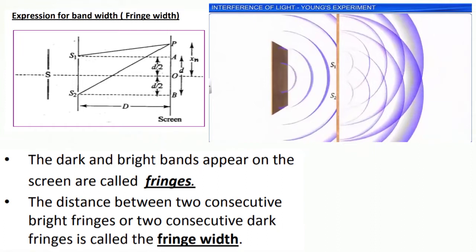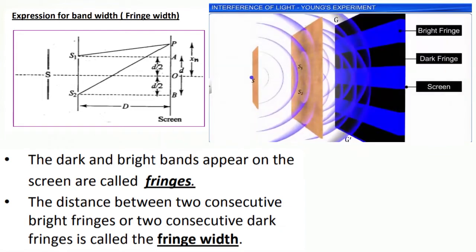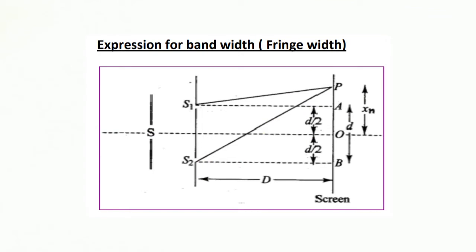The dark and bright bands that appear on the screen are called fringes. The distance between two consecutive bright fringes or two consecutive dark fringes is called fringe width. Here S1 and S2 are two slits and there is a screen. D is the distance between the slits and the screen. P is the point on the screen at which the pattern is present.